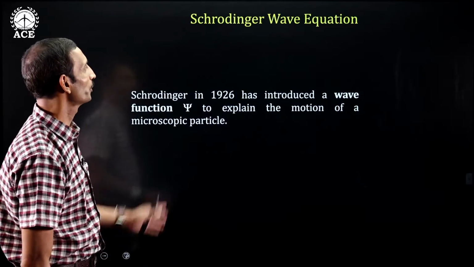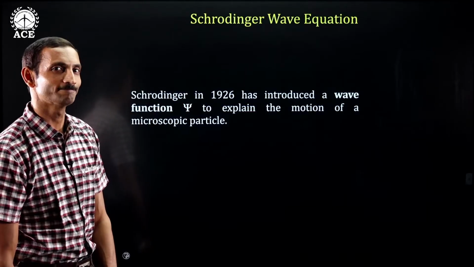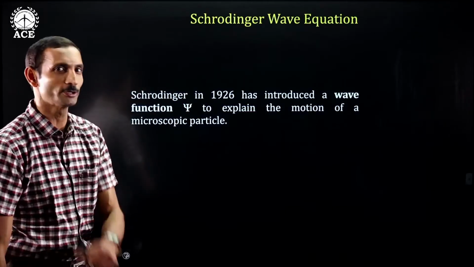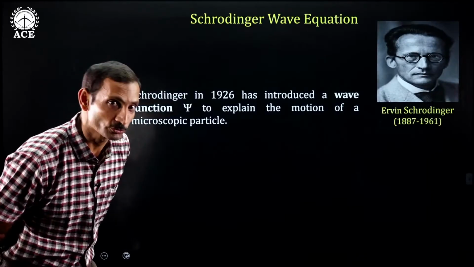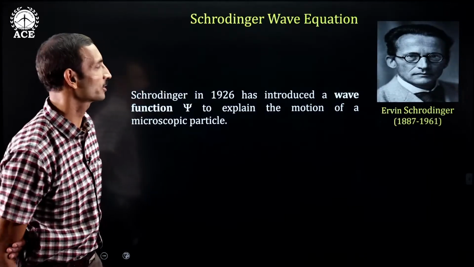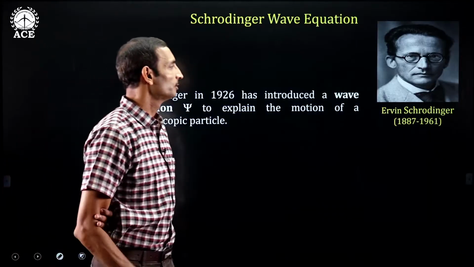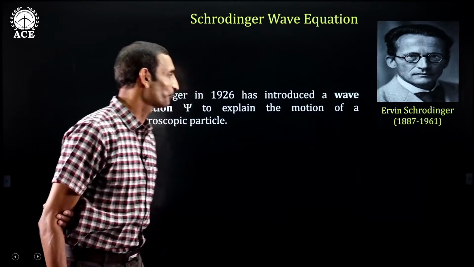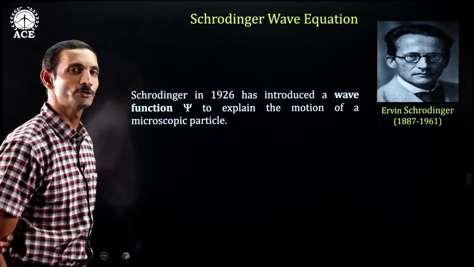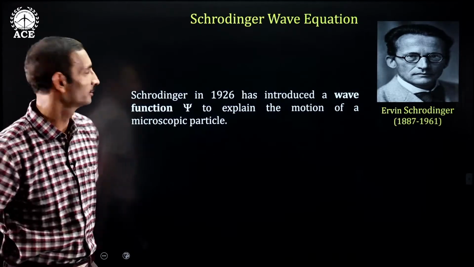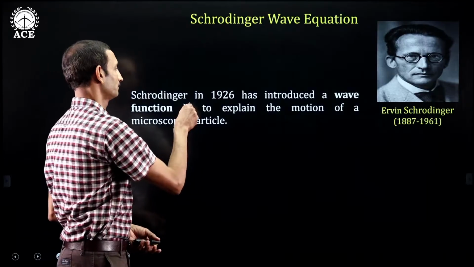Moving further, we're going to discuss the Schrodinger wave equation. We're going to derive this one as I told you already. Right, who is this Schrodinger? He's the Austrian physicist who later moved to Germany. He's a very special man because of this particular equation. Schrodinger in 1926 introduced a wave function psi. So this is called psi.